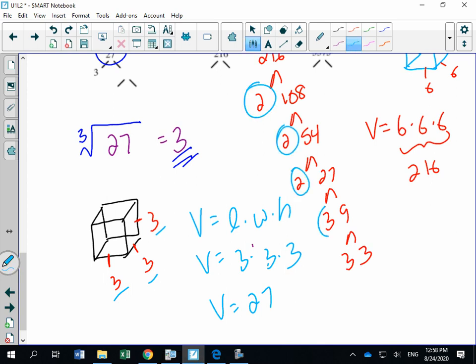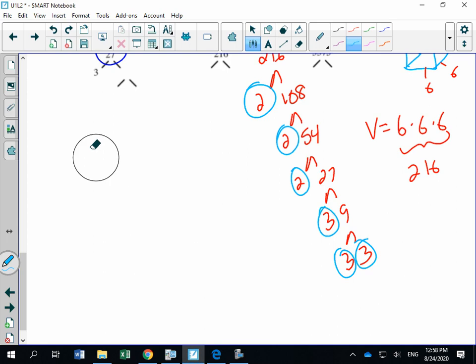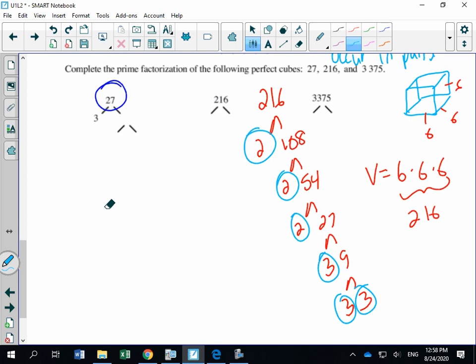Let's do the prime factorization of this. 216 is equal to 2 times 2 times 2 times 3 times 3 times 3.